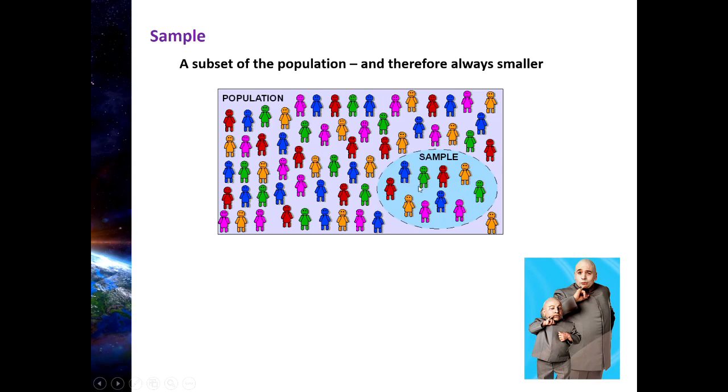Now, the important thing about this sample, well, there's a couple of important things. One is the sample, by definition, is always going to be smaller than the population, right? A sample can never be bigger than a population. How would that work? A sample can't be bigger than the population it came from. And if the sample is the same size, in other words, you've got everybody, then it's no longer a sample, it is the population.